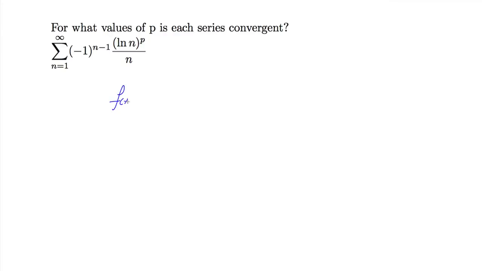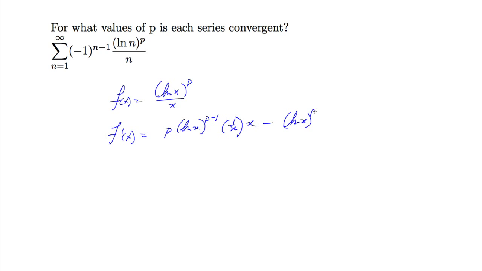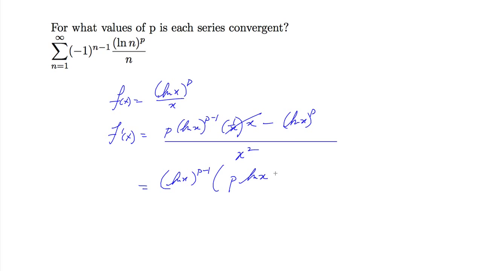Okay, first let's consider ln of x to the power of p, over x. If we differentiate that, we get p times ln of x to the power of p minus 1, times 1 over x, times x at the bottom, minus ln of x to the power of p, times the derivative of the bottom, over the bottom squared. So that turns into 1. We can factor out ln of x to the power of p minus 1, and we get p times ln of x minus 1.